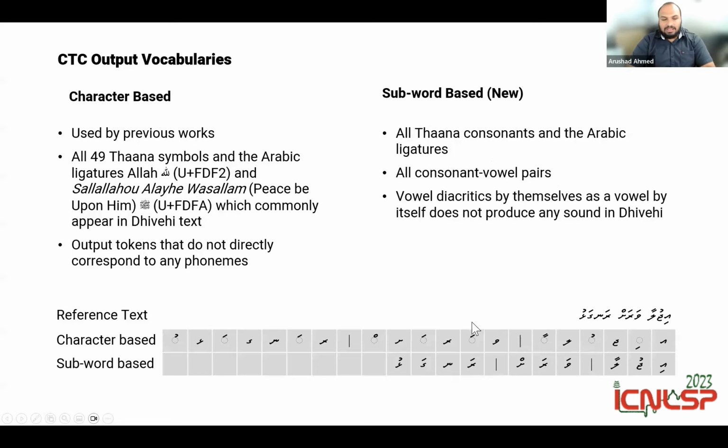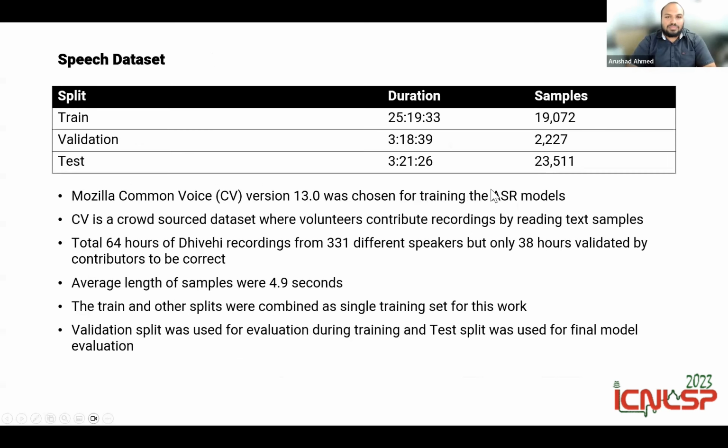And here you can see a sample text which has been tokenized first using the character-based vocabulary and next using the subword-based vocabulary. If you can read it, you can see that for the subword-based vocabulary, you can actually pronounce these tokens. But for the character-based one, you can't actually make any sound based on the tokens.